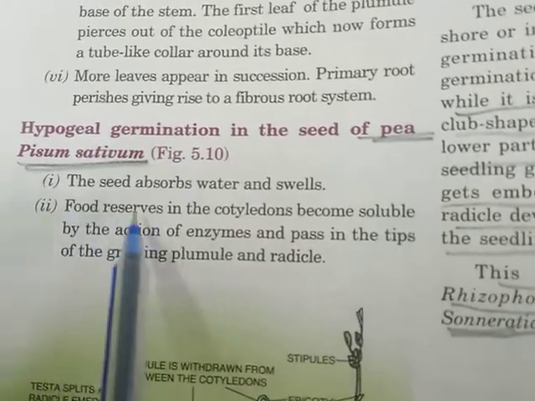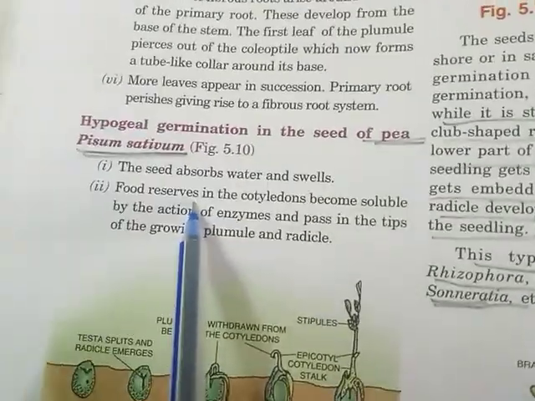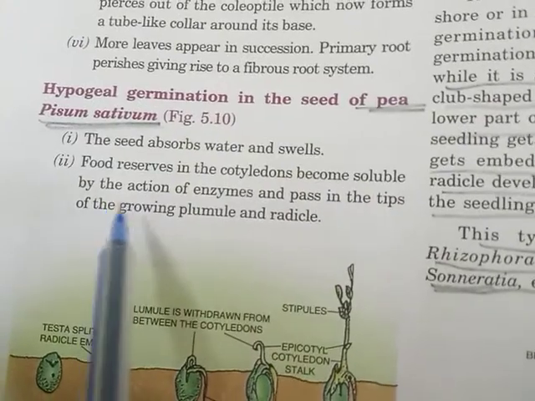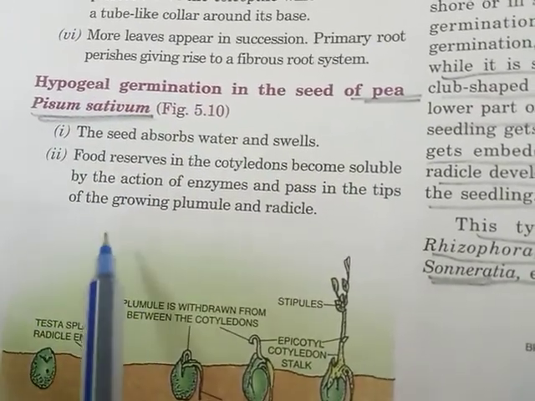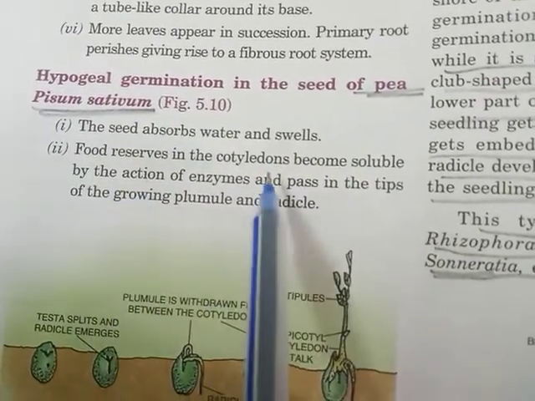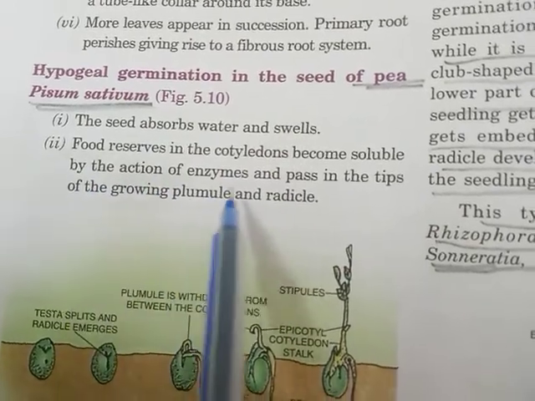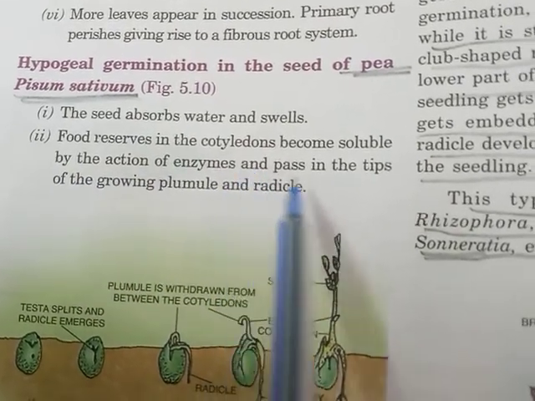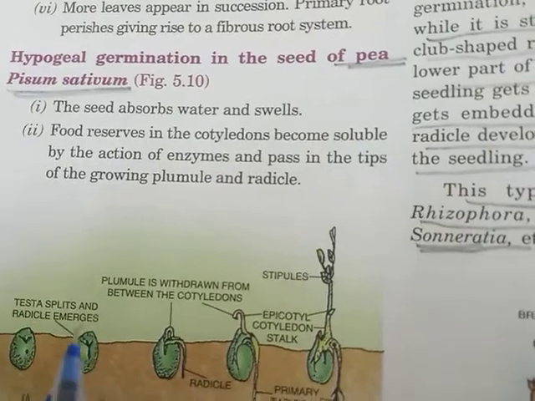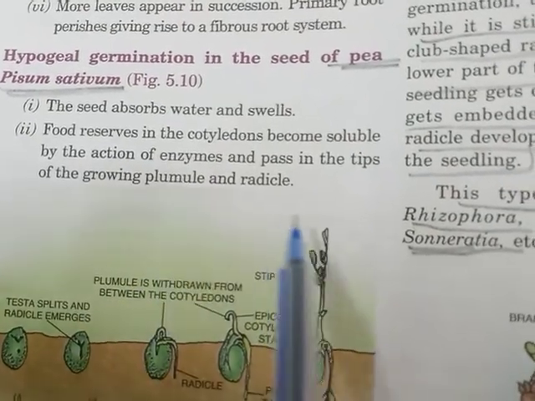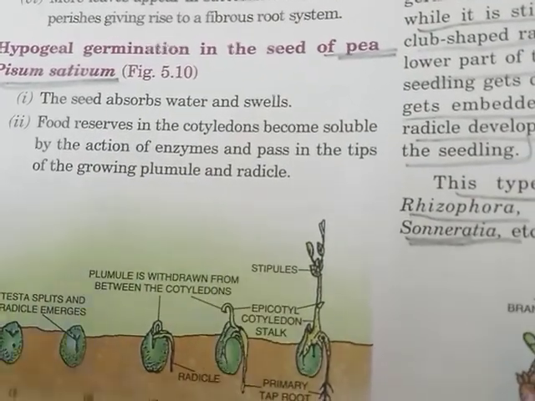So here also the seed absorbs water, the seed coat swells, and after absorbing water, the food reserves in the cotyledons become soluble by the action of enzymes, and pass to the tip of the plumule and the radicle.